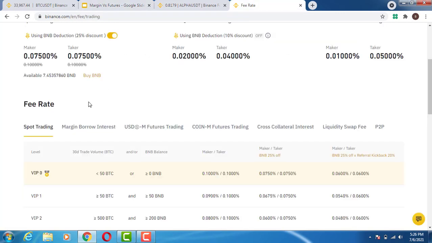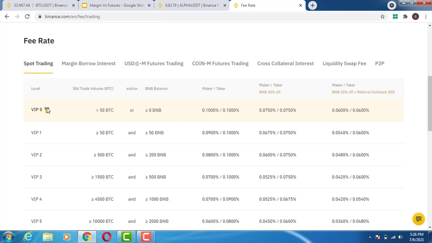Let's say you are trading on spot and you come to the spot trading and you are on VIP 0 level, and then you have 0.1% maker fee and 0.1% taker fee. That means Binance actually charges the same fee for both maker and taker in the market. If you are using BNB to pay for your fee on the spot trading, then you have a 25% discount off of this fee. So that means you'll be paying 0.075% for both maker and taker fee.